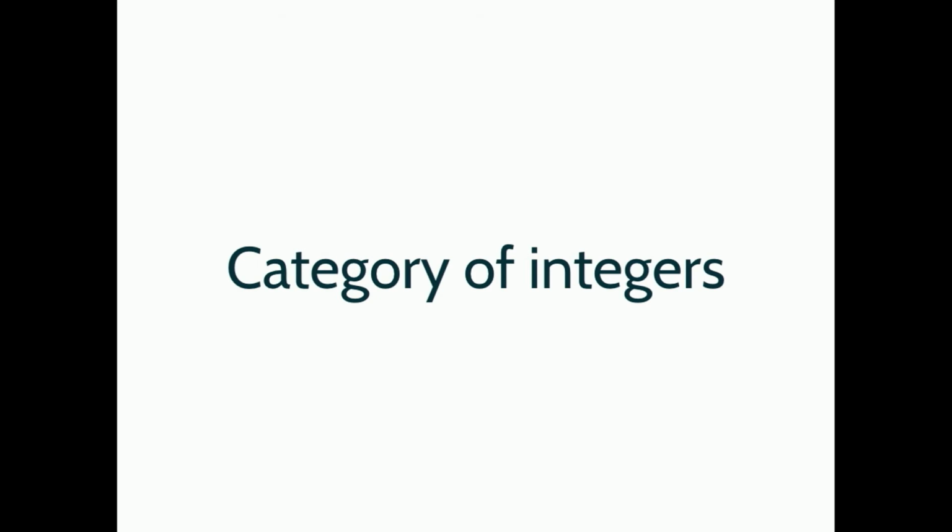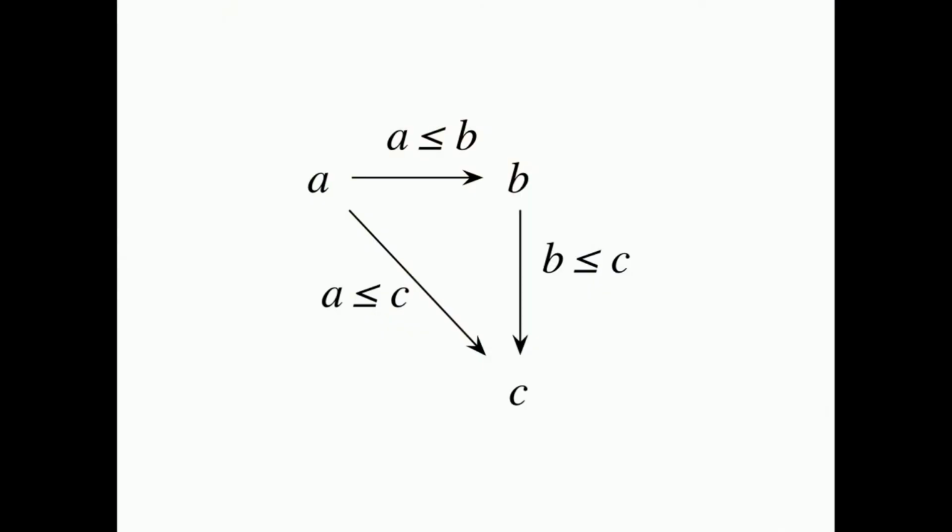Let's go to a totally different example. Like I said, I was just going to show you a bunch of examples. All right, so let's go to the category of integers. So this category is not at all like the Haskell category. The arrows here are not functions. The arrows and the objects are not types. The whole category is the category of integers.